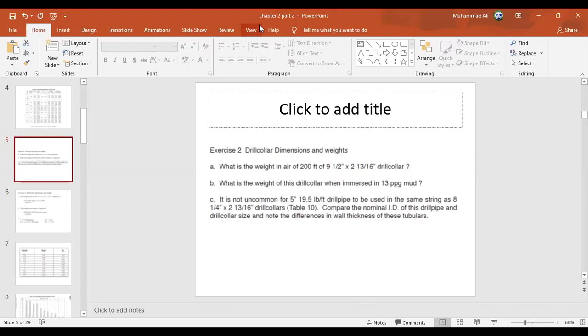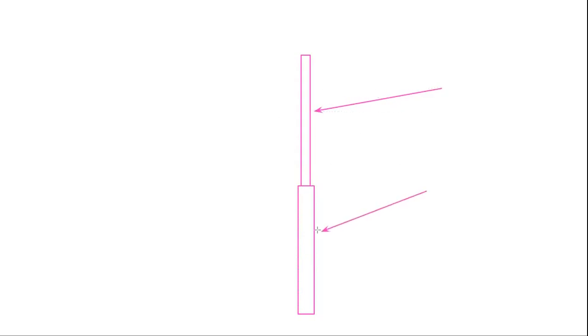That means the outside diameter of the drill collar is 8.25, and the outside diameter of the drill pipe is 5-inch. If I depict this, it will look like this: drill string. The outside diameter of this drill pipe, this is drill pipe, and this is drill collar. Okay.